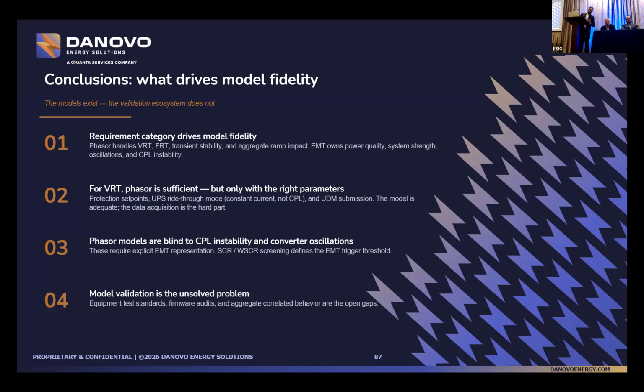Voltage ride-through, frequency ride-through, transient stability, all of those are great in the phasor domain. Model validation remains the unsolved problem. Phasor models, I think the CPL instability is an issue. So ask yourself that question: is that something you need to really worry about? Then maybe think about even some of the things you do in phasor, moving them into EMT. And I will leave you with that.